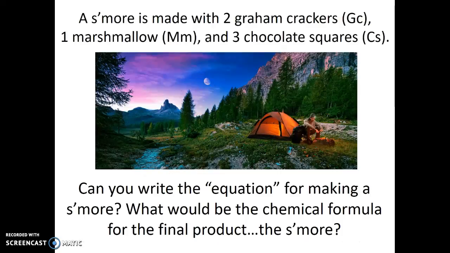So I love camping, and I thought this would be a nice analogy for this. So if you've ever eaten s'mores, then you can imagine this. 2 graham crackers, which we're going to use the chemical symbol of capital G lowercase c, 1 marshmallow, and 3 chocolate squares are the ingredients that you need to make a s'more. So imagine that this is chemistry. Can you write the equation for making a s'more? And what would be the chemical formula for the product or the s'more? So go ahead and write that in your notebook.